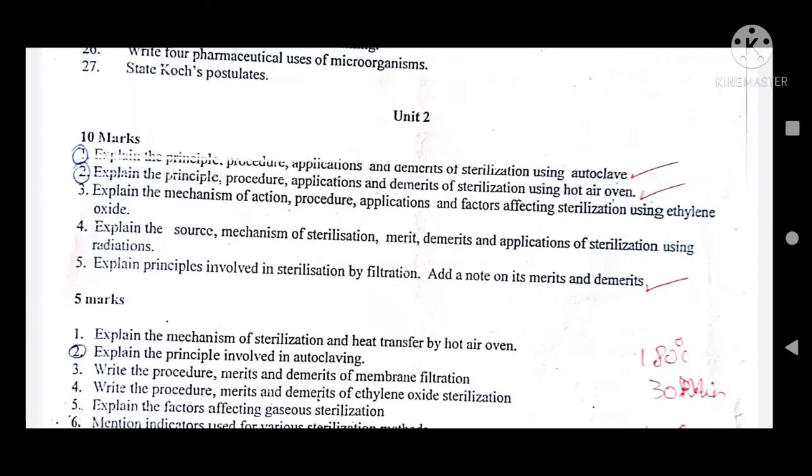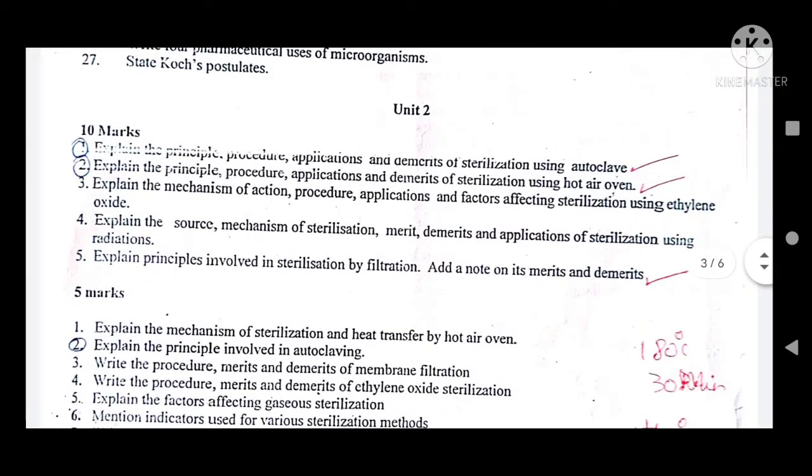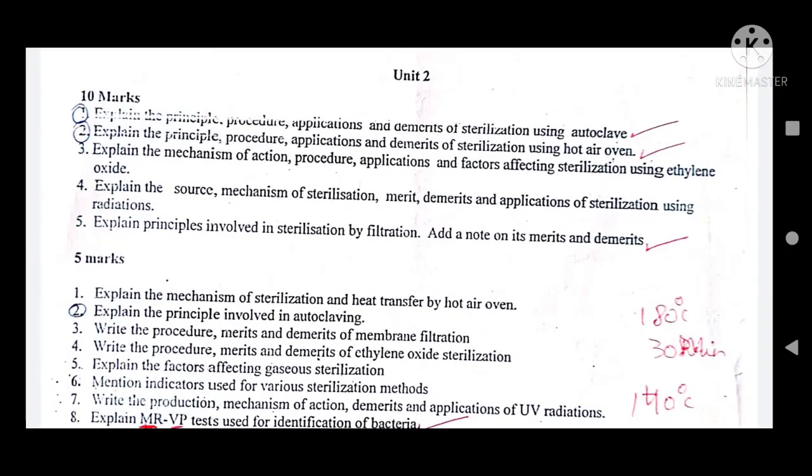Third, explain the mechanism of action, procedure, application and factors affecting sterilization using ethylene oxide. In this, factors affecting sterilization is very important. Explain the sources, mechanism of sterilization, merits, demerits, application of sterilization using radiations. This was also asked once. The next one is explain the principles involved in sterilization by filtration. Add a note on its merits and demerits. Means for sterilization by filtration, you have to write some of the advantages and disadvantages, to write a note on that to get a full 10 marks.